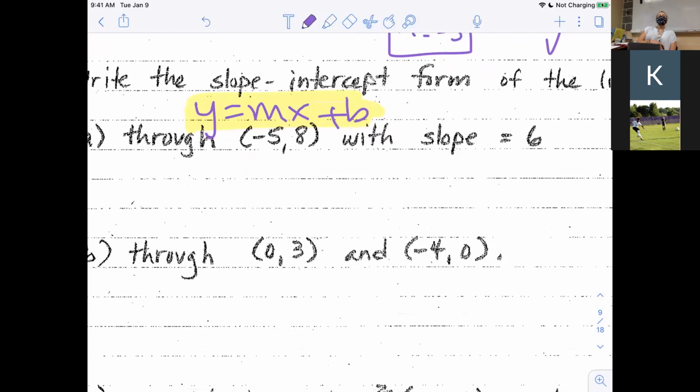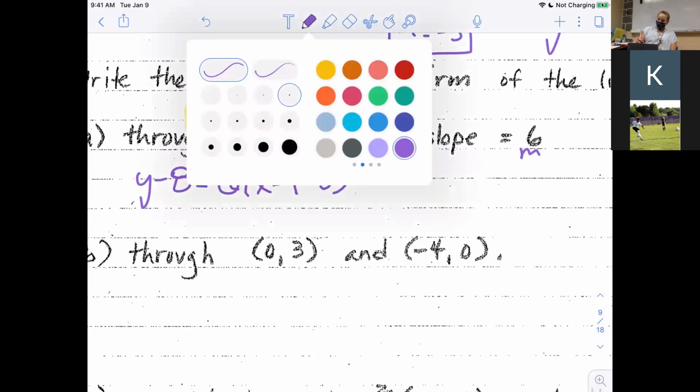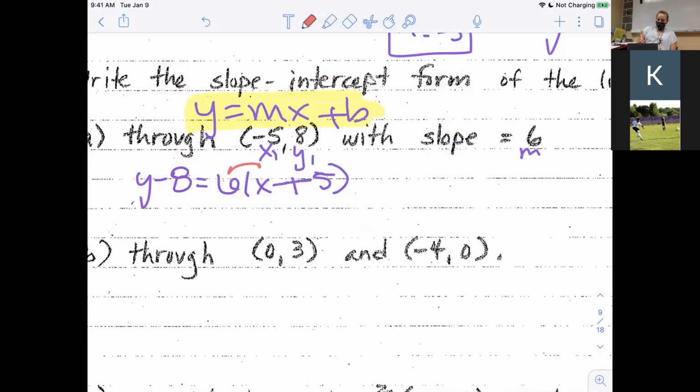I like to start as many of these as I can with point slope and then manipulate it so that it is slope intercept form. So for this one, I have a point, x1, y1, and I have a slope. So I'm going to plug it into point slope. Y minus 8 equals 6 times x minus negative 5 or plus 5. And then from here, I'm just going to get y by itself. So I'm going to distribute my 6 and then move my 8.